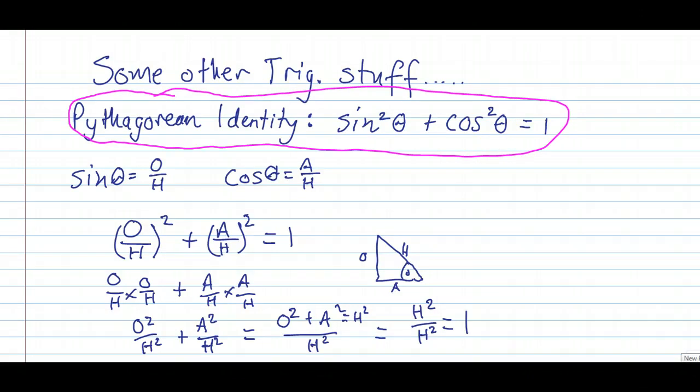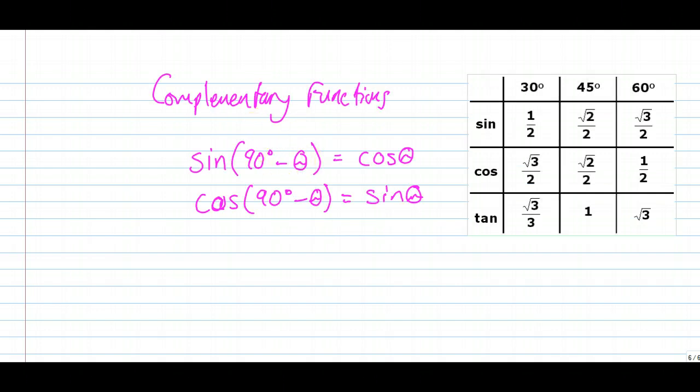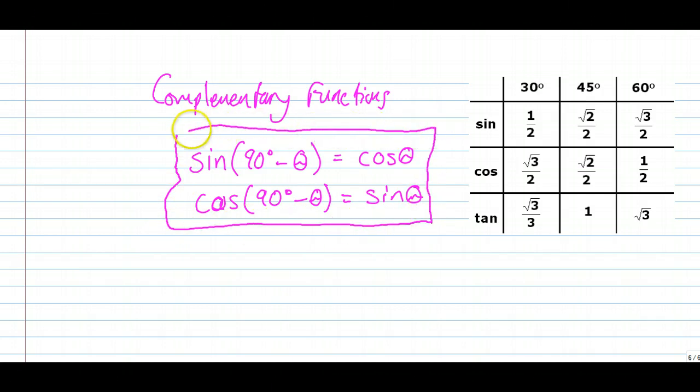Okay, the next random bit of trig trivia that you need to be aware of is complementary functions. And so I've written out here the two equations that demonstrate how sine and cos are complementary functions, how they kind of work in tandem. They work side by side. There's always a link between sine and cos, and you can kind of see it in this table by the fact that sine of 30 degrees is going to be a half, and if we look over here at cos of 60 degrees we find that that's also a half. We find these pairs in the relationships.